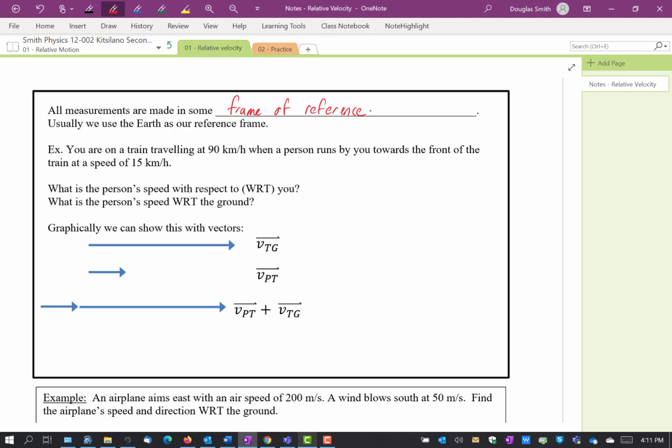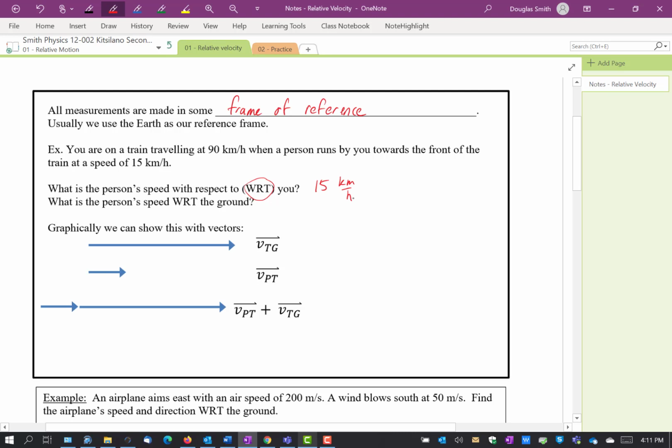So for instance, let's suppose you're on a train and the train's going 90 kilometers an hour and a person runs by you towards the front of the train at 15 kilometers per hour. So what is the person's speed with respect to you? You would say they're going 15 kilometers an hour.